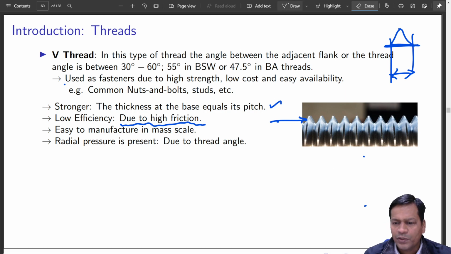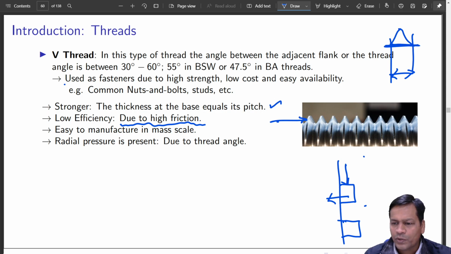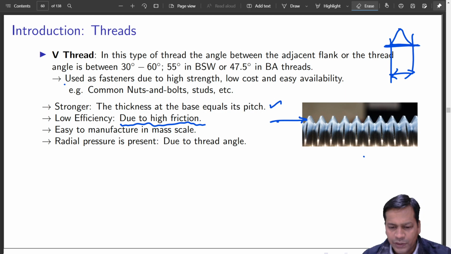Okay, so let us say you have a thread in which you have square threads. If you apply load like this, there won't be any radial pressure. So that is absent in case of square threads. So let us talk about square threads also.